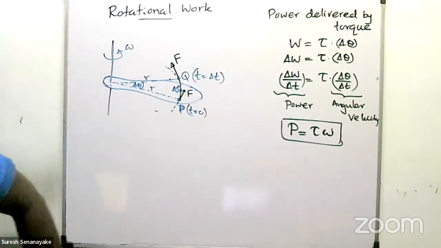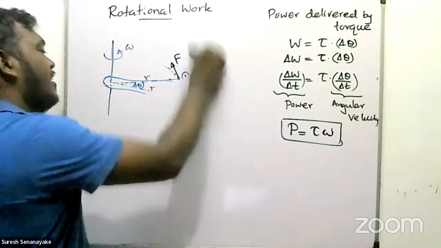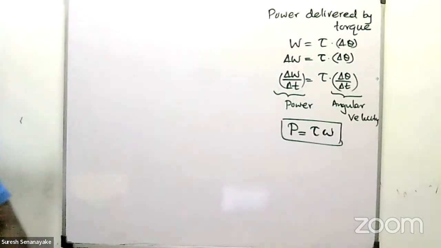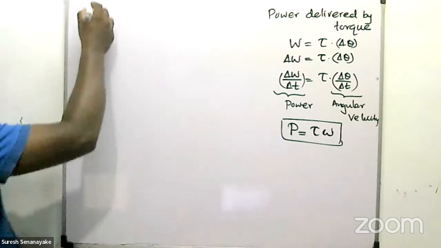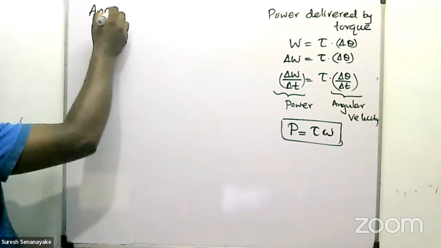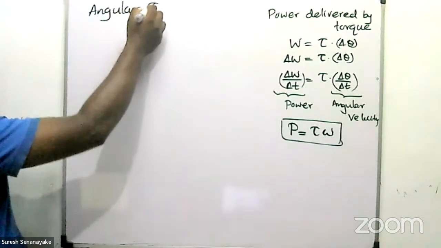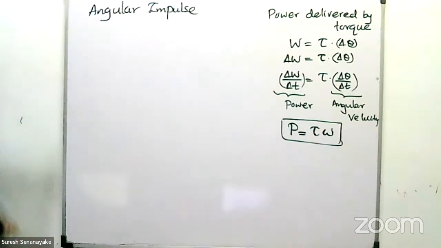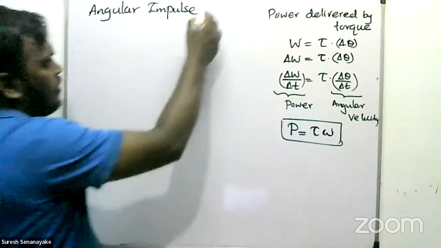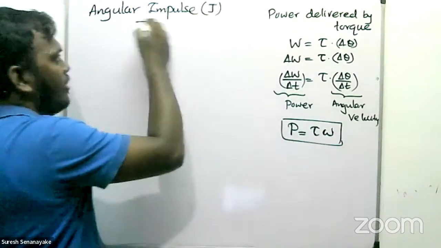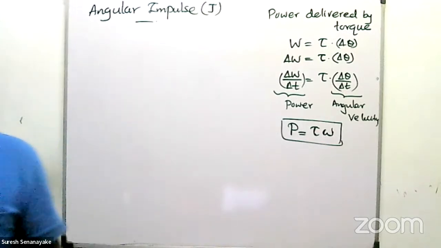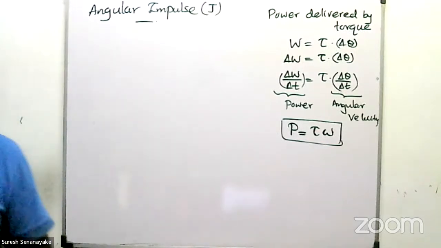Okay, I will erase this. Then write the next term, angular impulse. Normally we use the letter J for angular impulse.